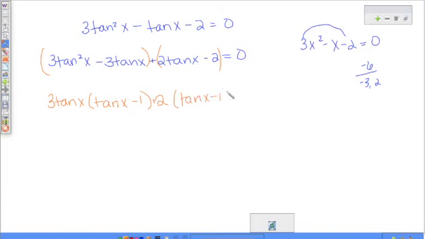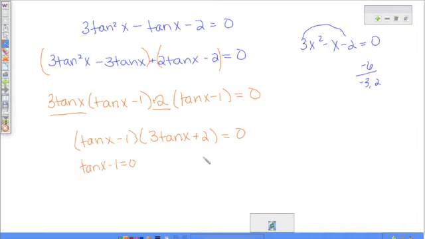And that's the goal of grouping, is that you have matching groups here. So now I can take out tan x minus 1 from each of those terms, and then I would be left with 3 tan x plus 2. And now we're looking at a type of problem from before. Remember when I said to you guys it was a gift when the parentheses were given to you? Yeah, it's a gift because you get to skip all of this factoring. So here I have tan x minus 1 is equal to 0, and 3 tan x plus 2 is equal to 0.